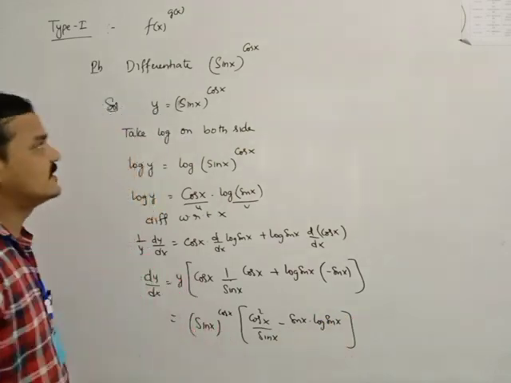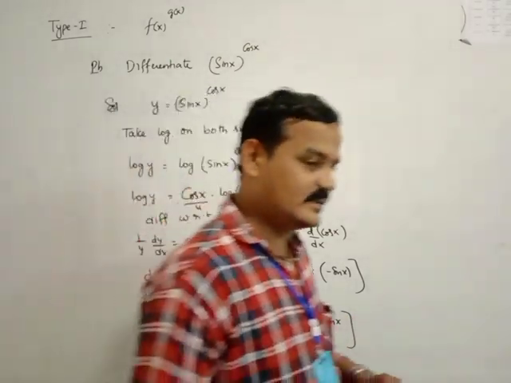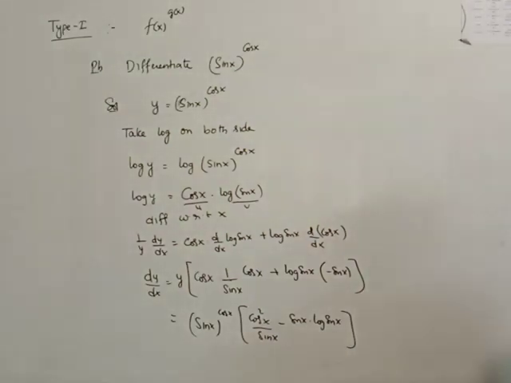This is the way you can find the derivative if the problem is given as function to the power of function. Okay, this is the first type of the problem. If the problem is in the form of first function to the power of function, then you can go to this method.